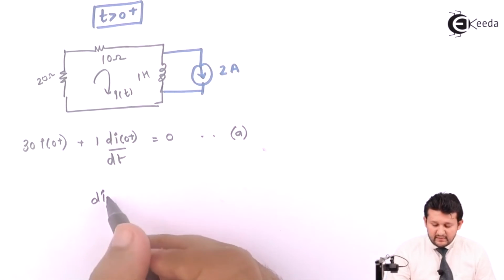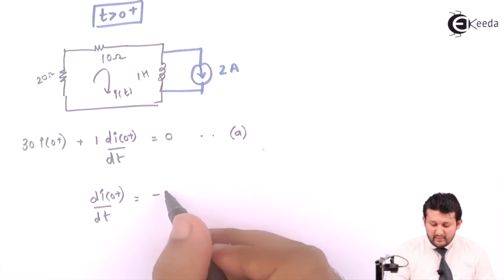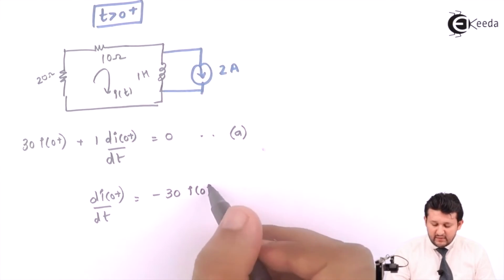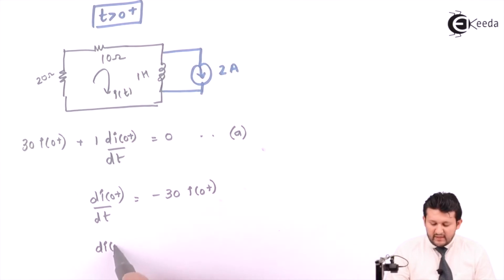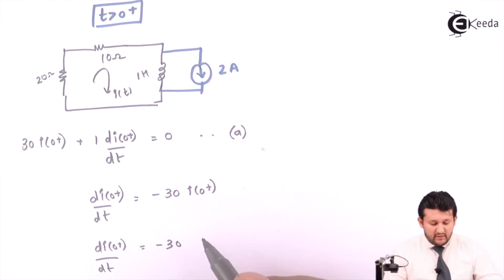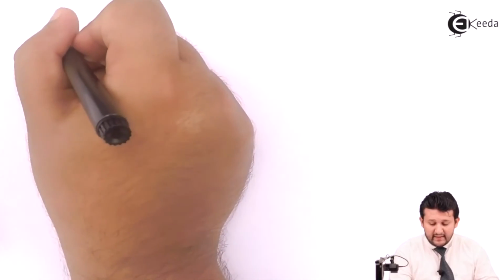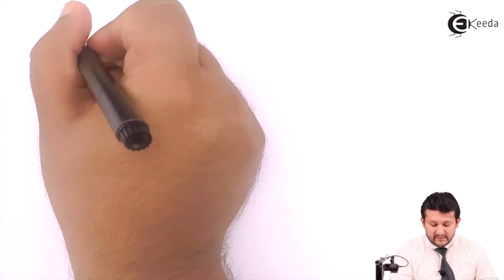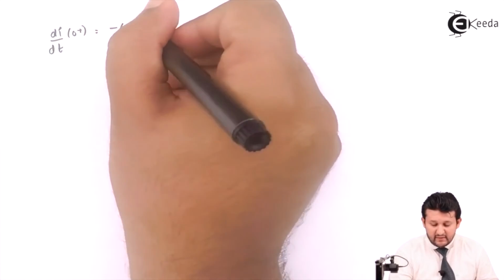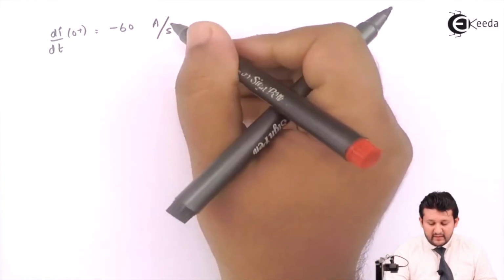So di of 0 plus upon dt is equal to, shifting this side, minus 30 I of 0 plus. Put the value of I of 0 plus, which you got is nothing but 2. So the di by dt value which you will be getting, my dear friends, in this case will be di of 0 plus upon dt is equal to minus 60. The unit will be amperes per second, so that will be the value for di by dt.